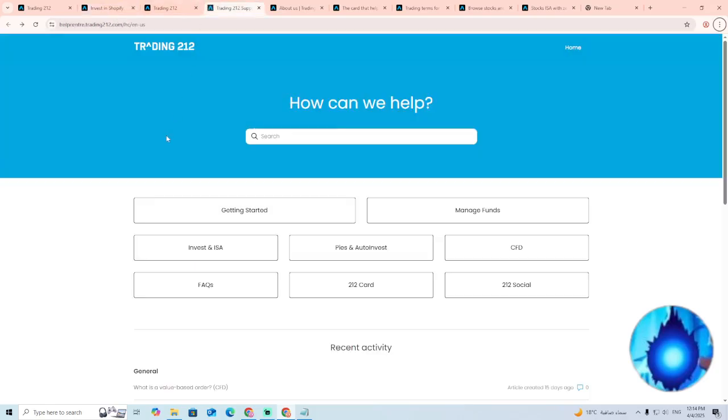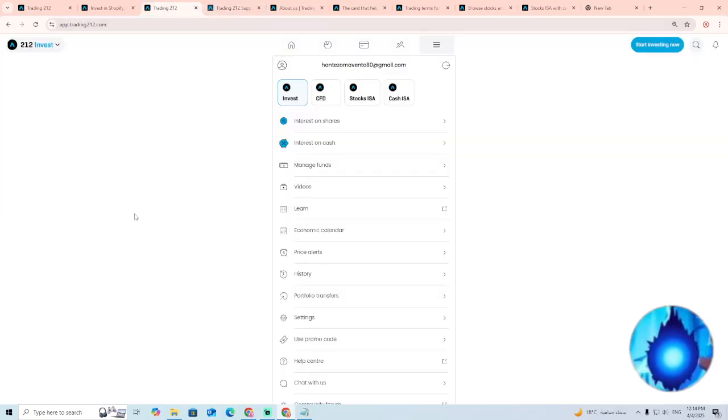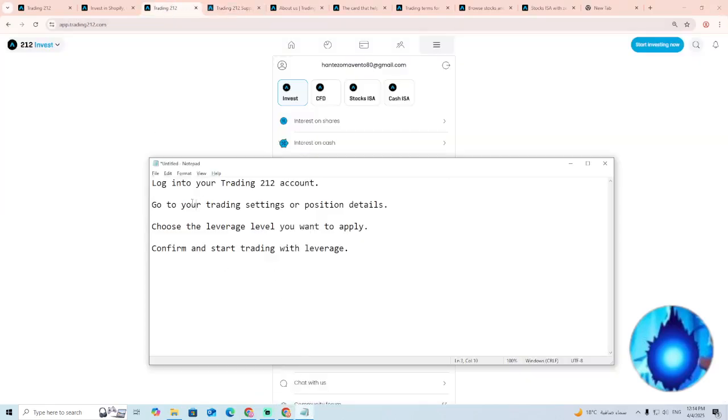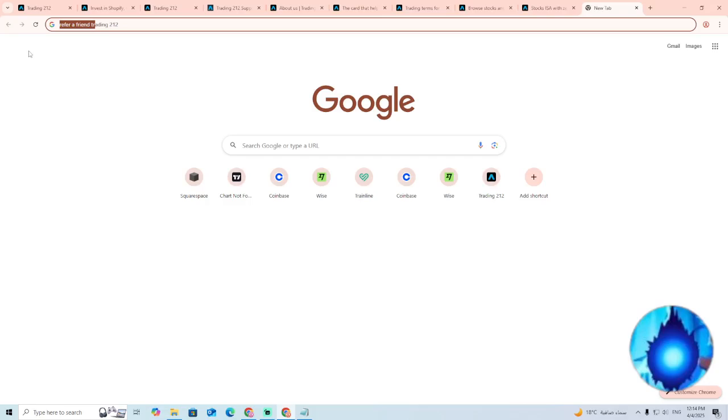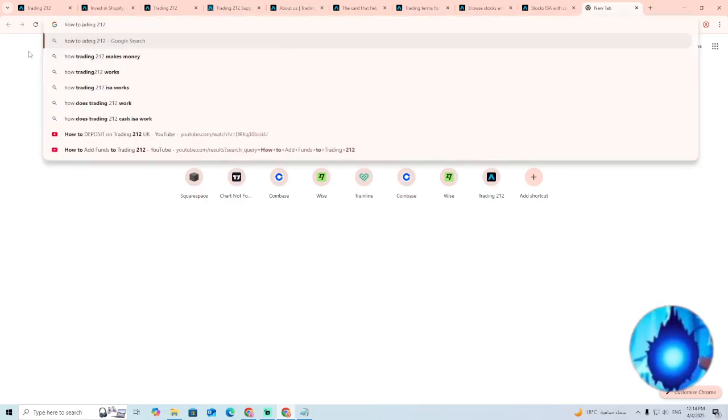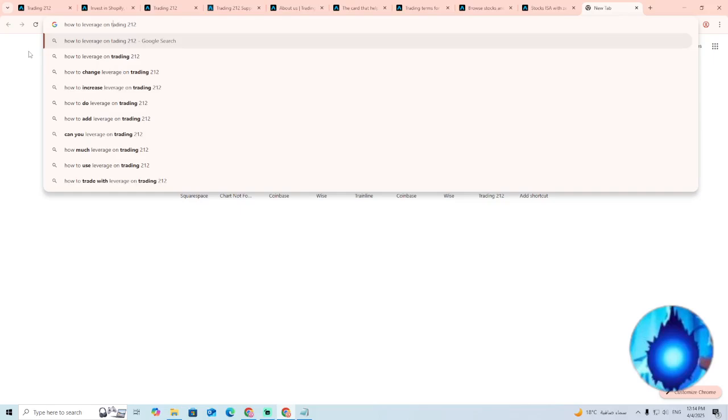So my opinion about it is to go for the trading here and start to go for the trading section or position details. Start to know what leverage levels you would like to apply. You go for knowing now how to leverage on Google, how to leverage on Trading 212, change leverage, increase leverage, do leverage, add leverage, how much leverage.